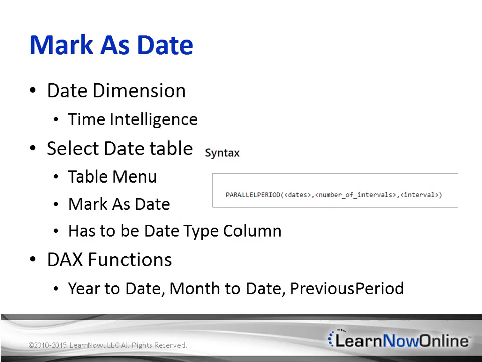The DAX functions can then be used with the correct syntax. Parallel period is a great example of time intelligence. This function lets you compare the measure in the current context for date, like month, quarter, or year, with the last period in parallel to that month, quarter, or year, and it is contained in the current date context.